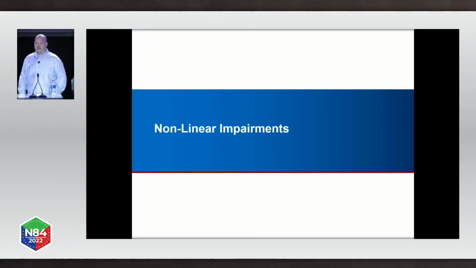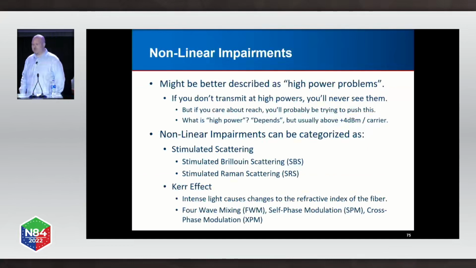All right, so now I'm going to talk about nonlinear impairments, otherwise known as high power problems. So if you don't transmit at high powers, you will never see these problems. Full stop, end of statement, you're good. So what do I mean by high power? Well, it depends. As a rule of thumb, it really doesn't matter until you get above +4 dBm per lambda, give or take. So the nonlinear impairments, they categorize as the following. You have a classification called stimulated scattering, of which you have SBS and SRS, so stimulated Brillouin scattering and stimulated Raman scattering, and then you have something called the Kerr effect.